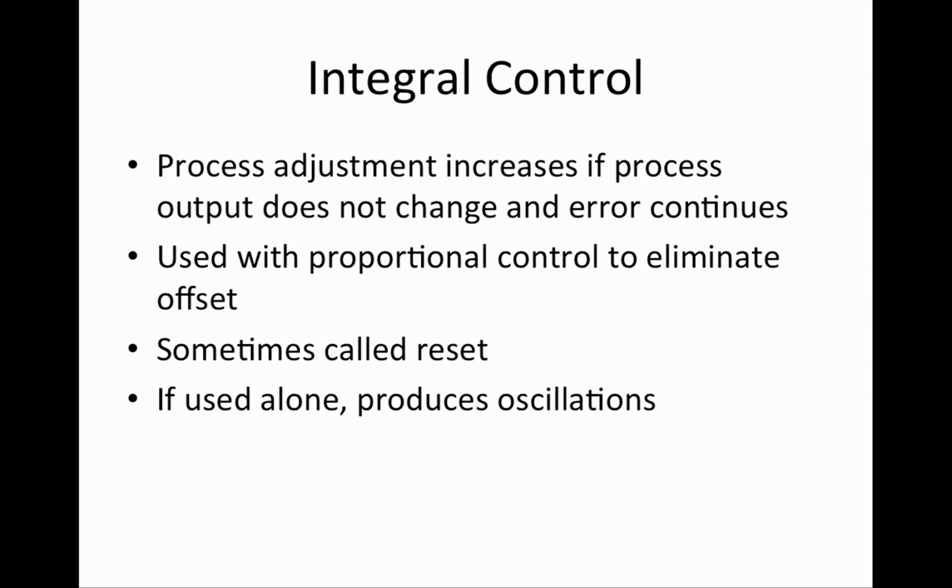Observations of integral control are: if process adjustment does not have an effect on the process output, then process adjustment P(t) continues to increase. It is usually used to eliminate proportional control offsets, therefore sometimes integral control is also called reset. And if integral control is used alone, it produces oscillations around the set point.